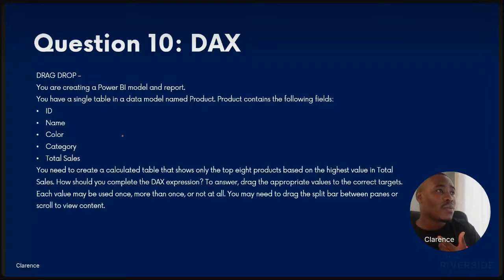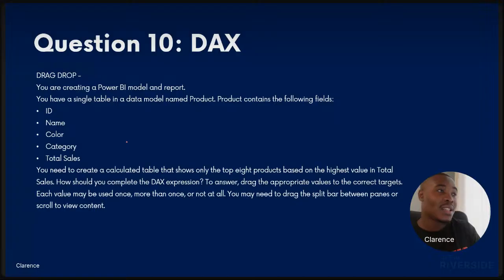Cool. So question number 10 basically says, you are creating a Power BI model, or report. Now, you have a single table in a data model named product. One table, you called it product. The product contains the following details: the product ID, the product name, the color, the category, the total sales relating to that product. Great. So now you need to create a calculated table.